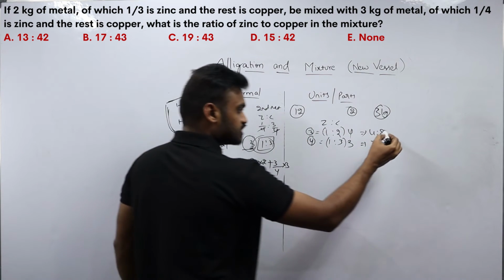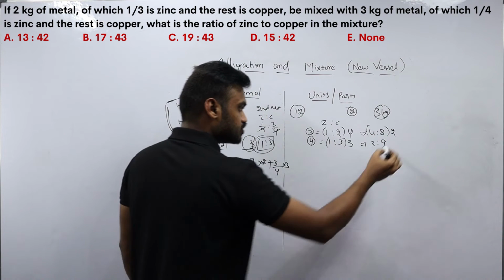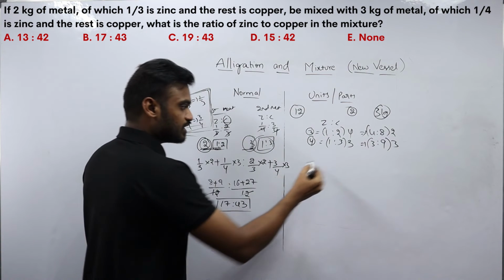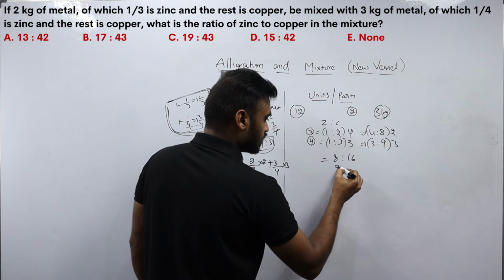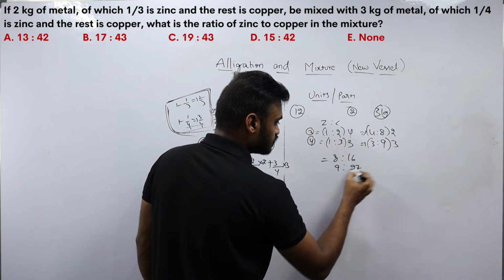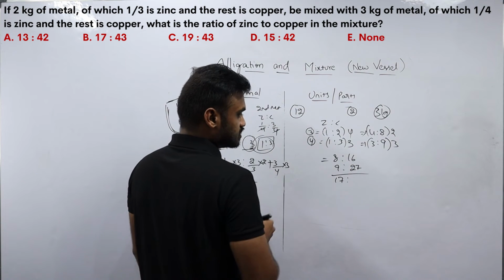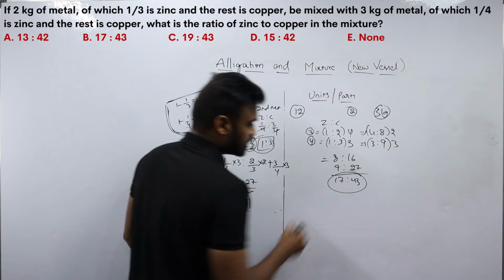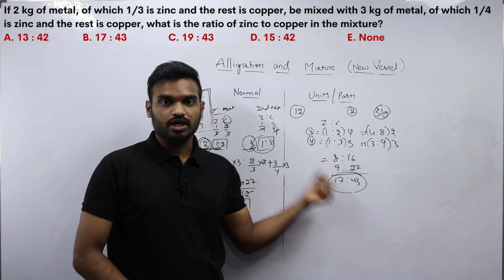Since it is 2 kgs, I am multiplying the whole ratio with 2. Since it is 3 kgs, I am multiplying the whole ratio with 3. Now I will get 4 2s 8 and 8 2s 16, 3 3s 9 and 9 3s 27. So I will get 9 plus 8, that is 17, and 27 plus 16, that is 43, right? So the total ratio is 17:43. This is the final ratio of zinc to copper.